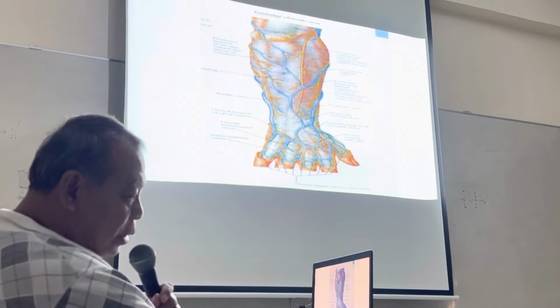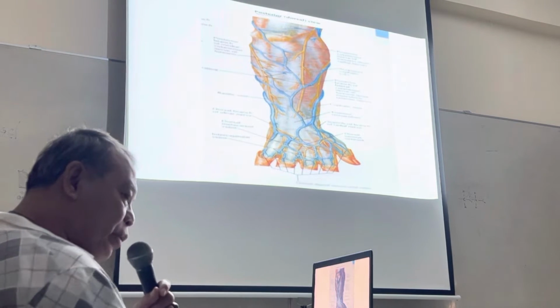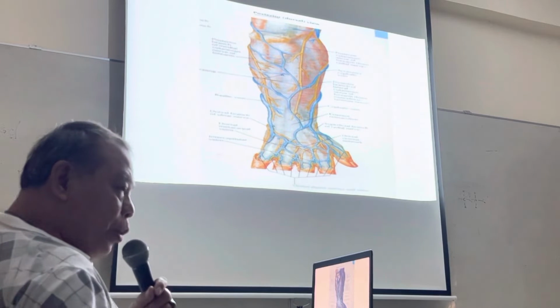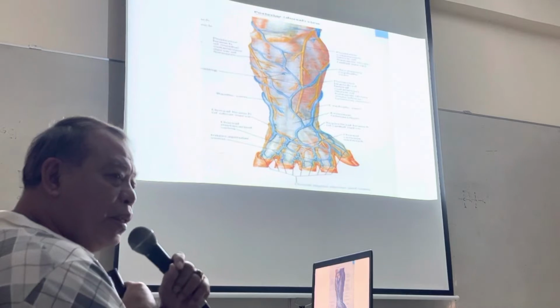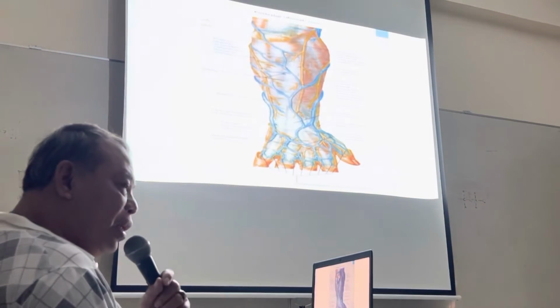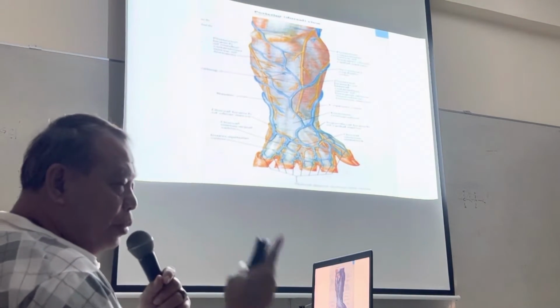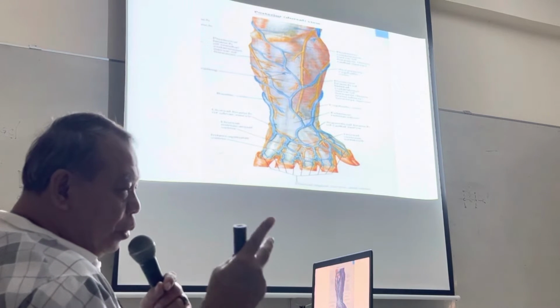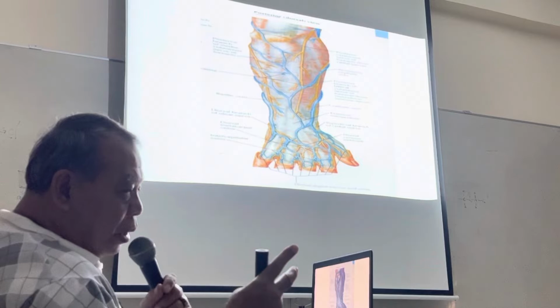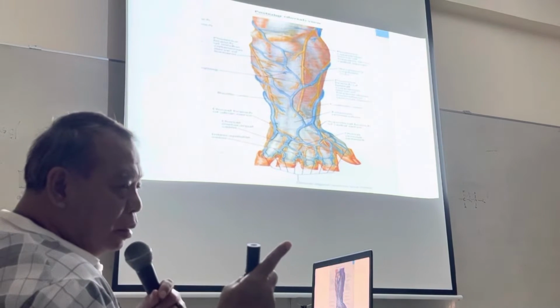Oh, yes, there are some patients where the great saphenous vein has been removed and used as heart bypass. They use the great saphenous vein. You can do that because you have two sets of veins. You have superficial and deep. When you remove the superficial, be sure that the deep veins are patent.